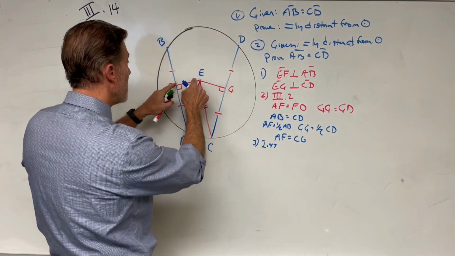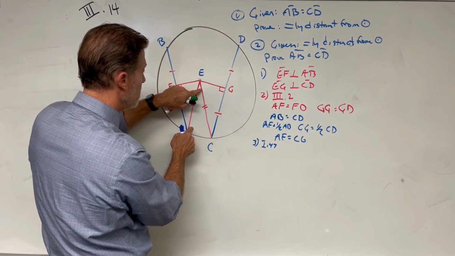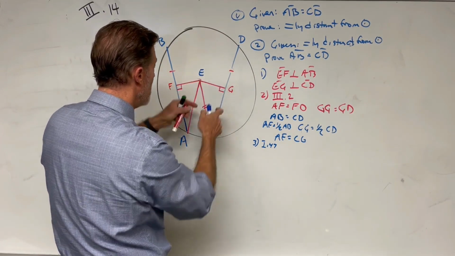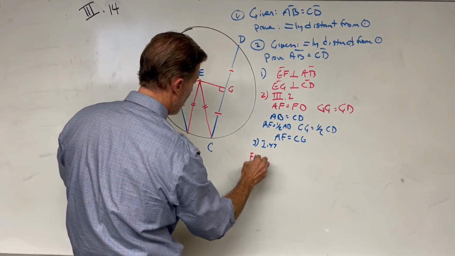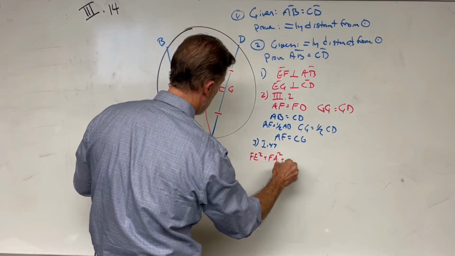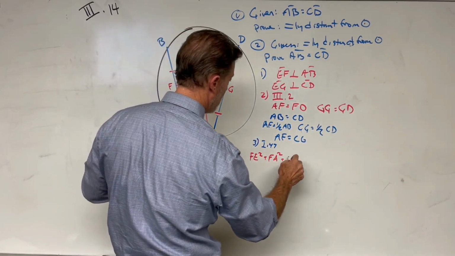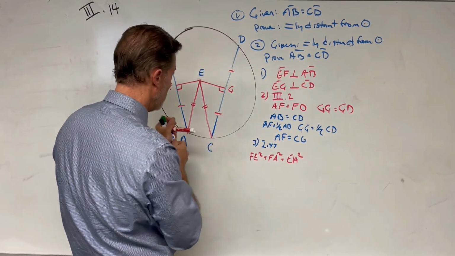The Pythagorean theorem tells us that the square on this leg plus the square on this leg equals the square on the hypotenuse. And it's true for this as well. So we'll say that the square on FE squared plus FA squared is equal to the square on the hypotenuse, EA squared. And this is also true for this triangle here.